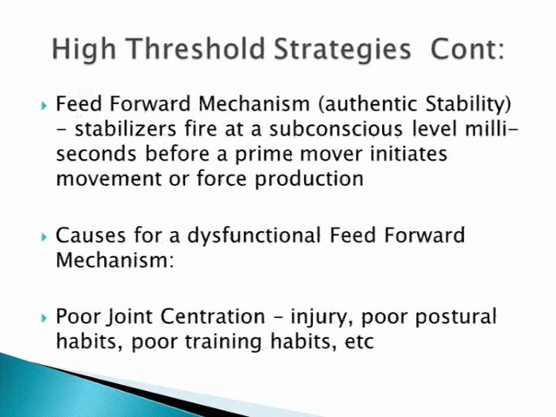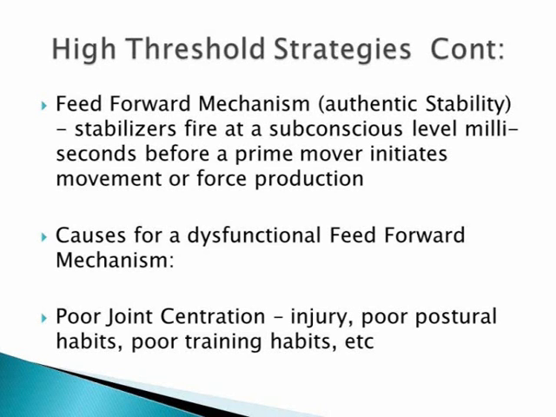Feed-forward mechanism is authentic stability. This is when stabilizers fire at a subconscious level milliseconds before a prime mover initiates movement or force production. An example of this is when I bring my right arm up over my head. Milliseconds before I initiated this motion, the stabilizers along my spine fired to give me proximal stability, and my rotator cuff also fired to centrate the head of the humerus in the glenoid fossa. And this is what a feed-forward mechanism is.